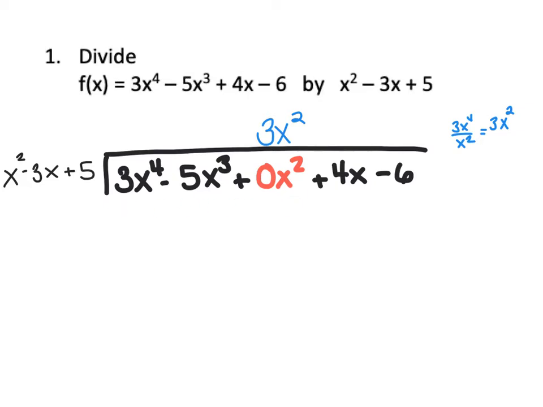So 3x squared times x squared would be 3x to the 4th. 3x squared times negative 3x would be negative 9x cubed. And then 3x squared times positive 5 would be positive 15x squared.